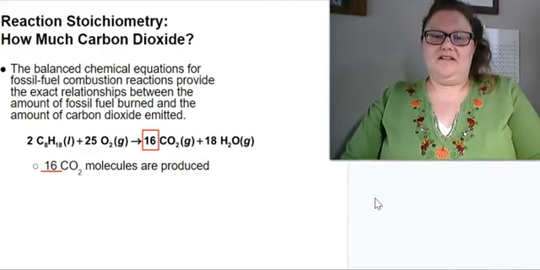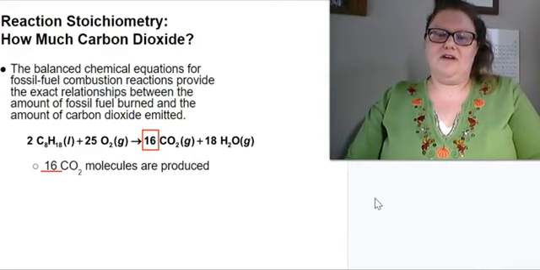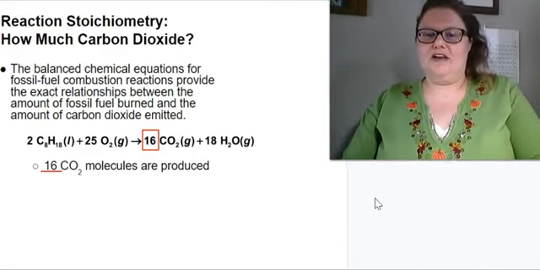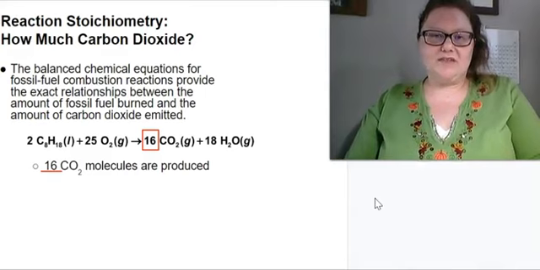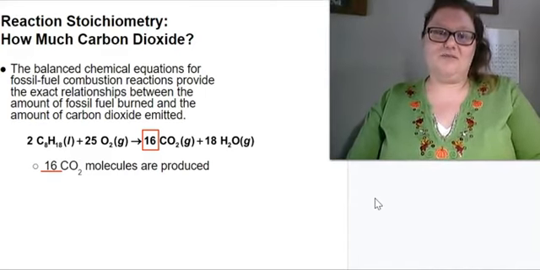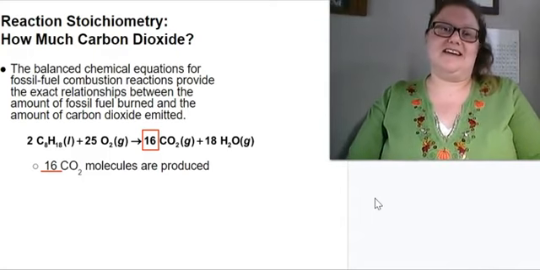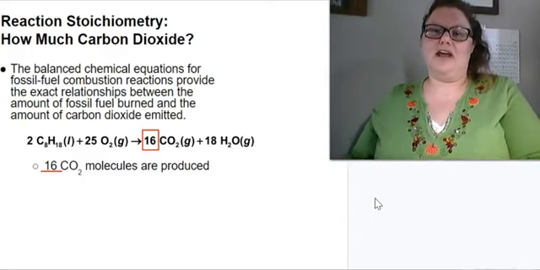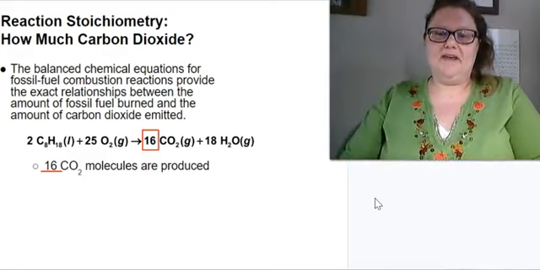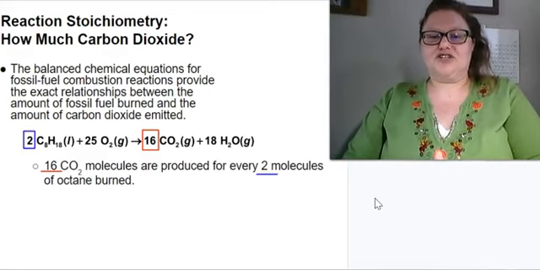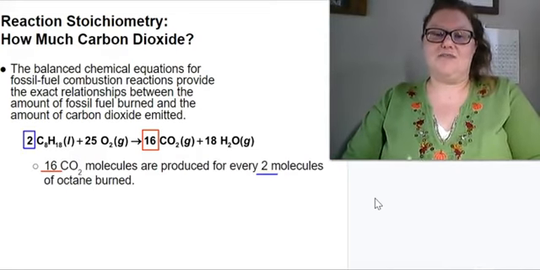So here we're looking at the relationships of how much reactants I have and how much products I'm going to make. We can think of a chemical equation just like a recipe. It's allowing me to see how much of the reactants I need to have in order to make the amount of products I want. And so we can see for 2 molecules of octane, I can make 16 molecules of carbon dioxide.